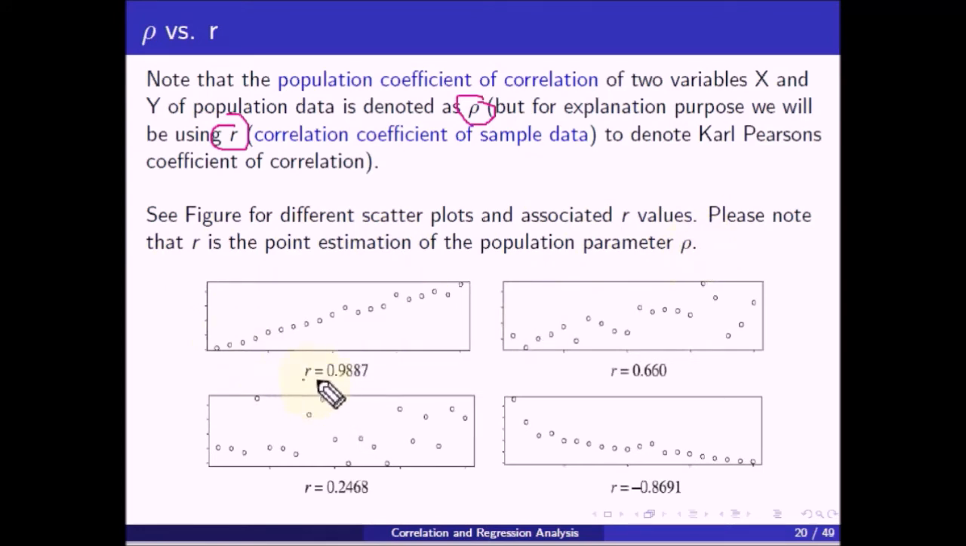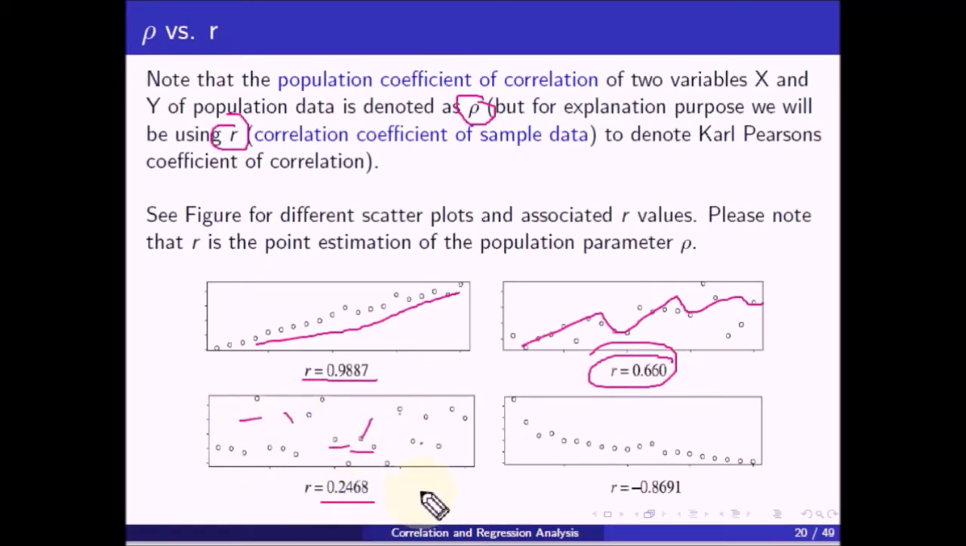So here if r is equal to 0.98, then the distribution is like that. Or if the distribution is like that, the r value is 0.660. Now if the distribution is random, then the r value is near 0.2468. And if the distribution is like that, then you can see the r value is minus 0.8691.